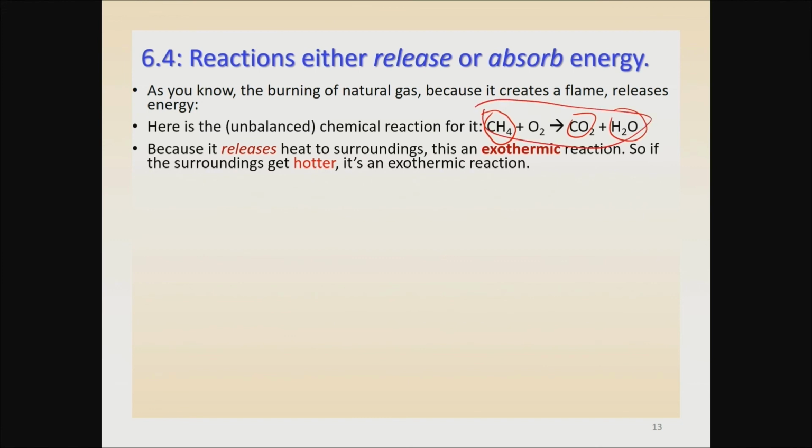You may recognize this as the burning of natural gas. As you go about burning natural gas, it's going to release energy out of this chemical reaction. It's going to release energy out of the system, and it's going to go into the environment. When you have a chemical reaction that releases energy into the environment, this is called an exothermic reaction.